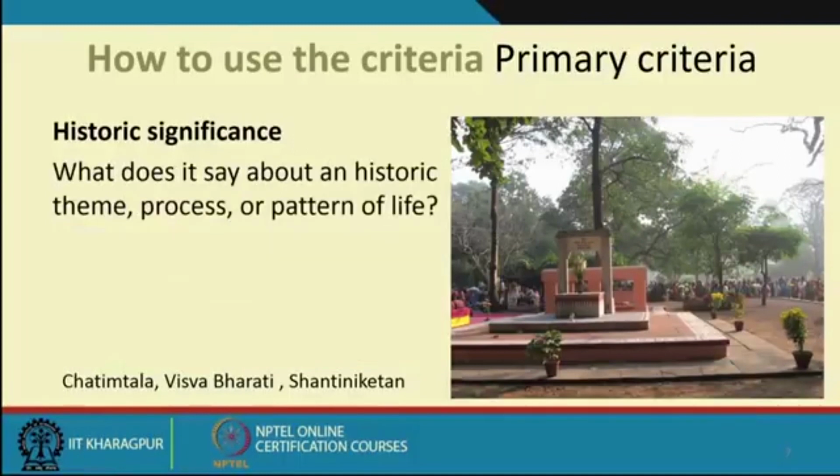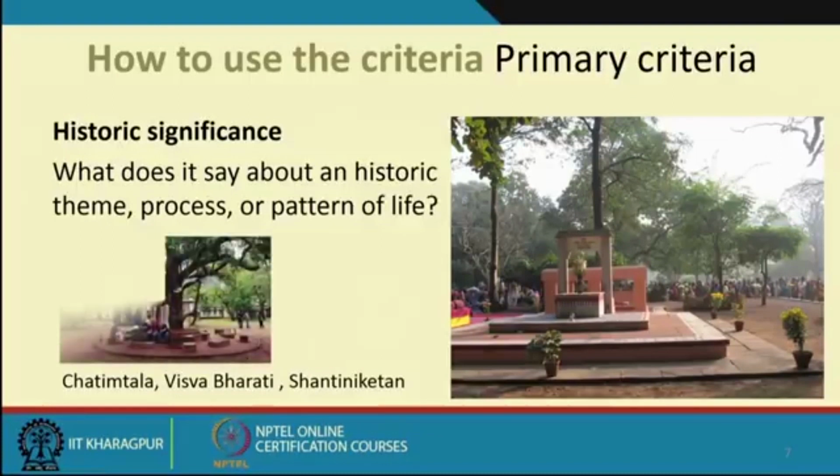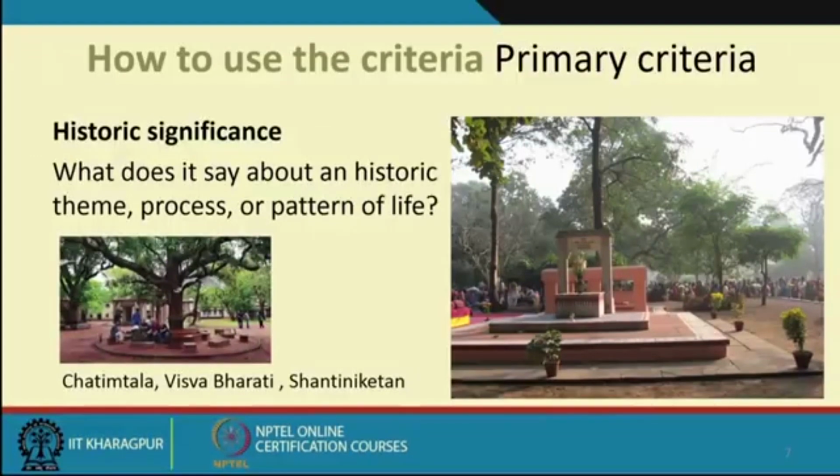What does it say about historic theme, process, or a pattern of life? As a place it is important because of the association of the spiritual significance and the activity which is happening, but independently also it is a part of a larger whole. It is a larger whole because this, as I say, is the soul of that campus.